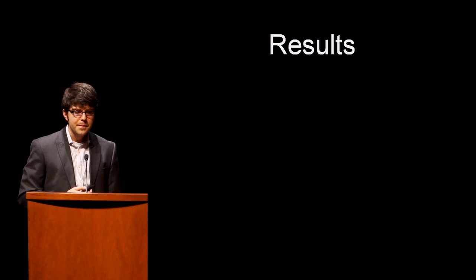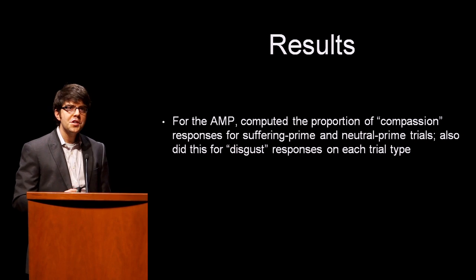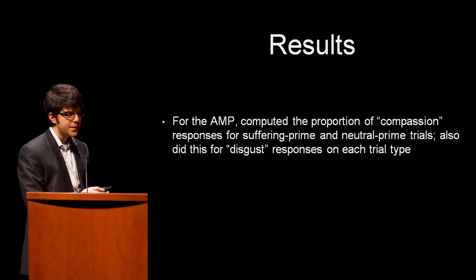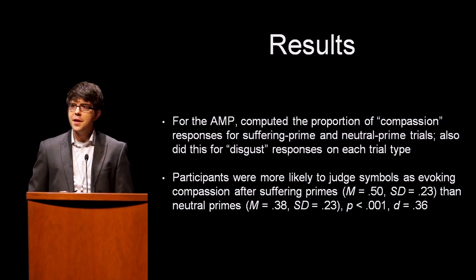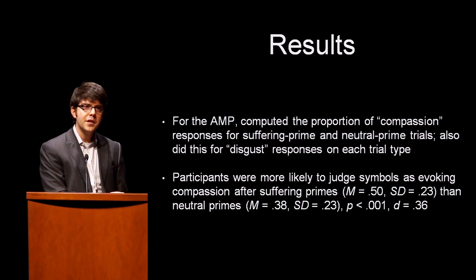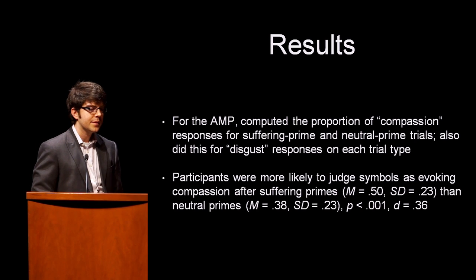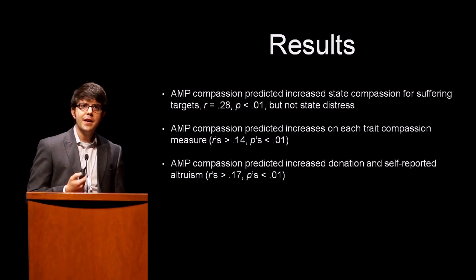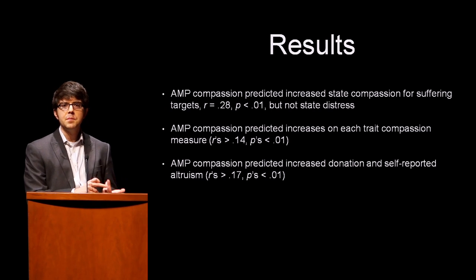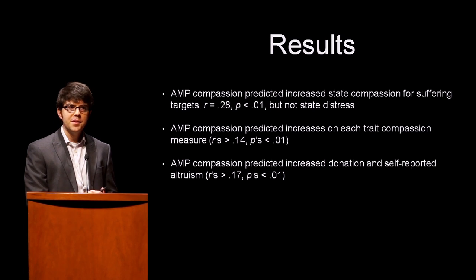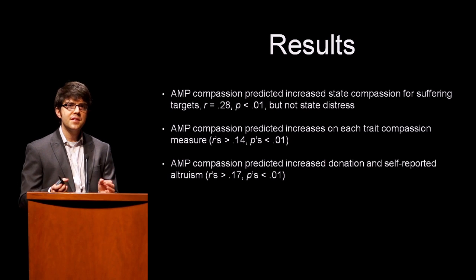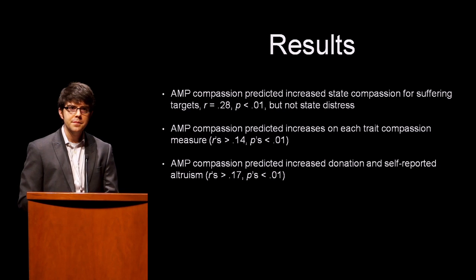Now for the results. So what we typically do is we compute the proportion of compassion responses for each trial type on the AMP, so for the suffering trials and for the neutral trials. As you might expect, people had a stronger implicit compassion response after suffering primes than after control primes. And in terms of our key outcomes, AMP compassion predicted increased state compassion, but not distress, suggesting emotion specificity. It predicted each of the trait compassion measures, and it predicted both donation behavior and self-reported altruism. So it appears this initial validation suggests that the compassion AMP has predictive and convergent validity.